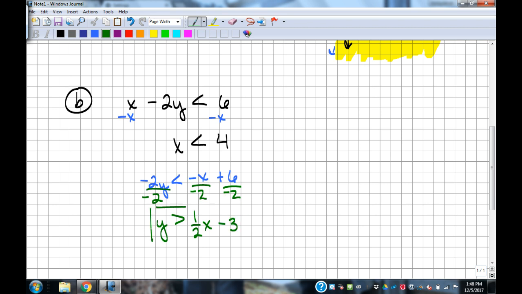So this is our inequality that we're going to graph. This one and that one. Okay, there's not much I need to do to that second one. So go ahead and get our grid drawn here.